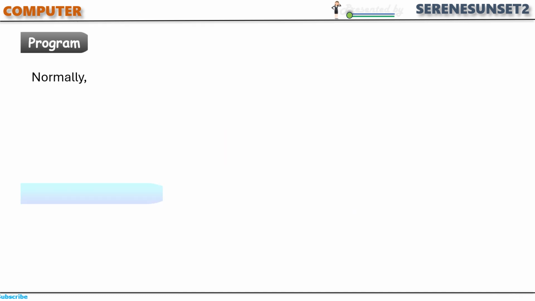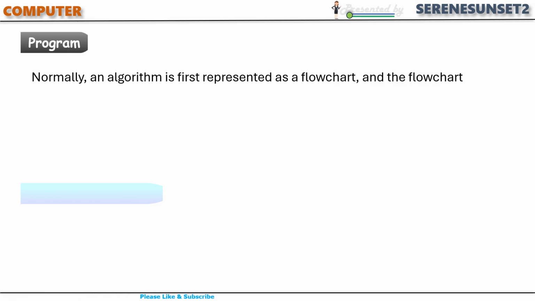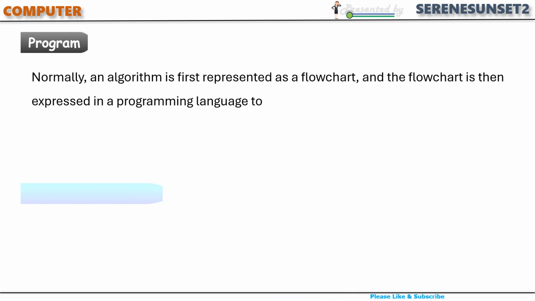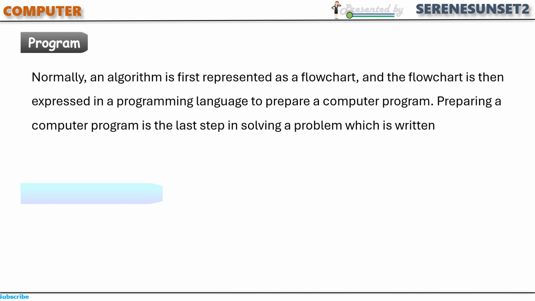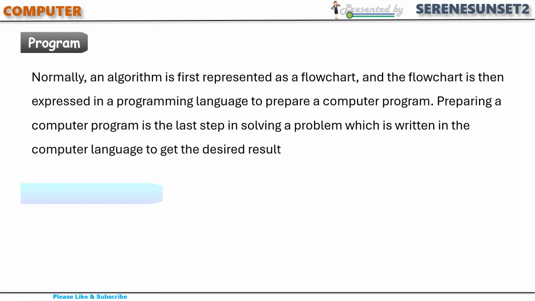Program. Normally, an algorithm is first represented as a flowchart, and the flowchart is then expressed in a programming language to prepare a computer program. Preparing a computer program is the last step in solving a problem, which is written in the computer language to get the desired results. Let us study about it.